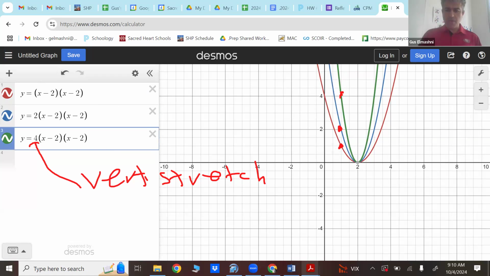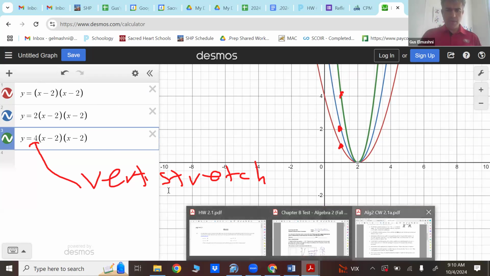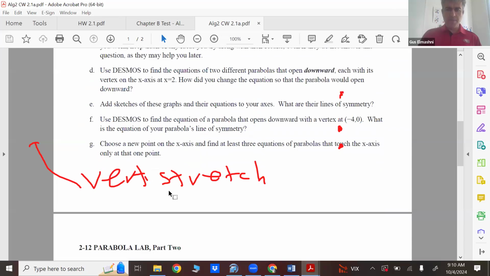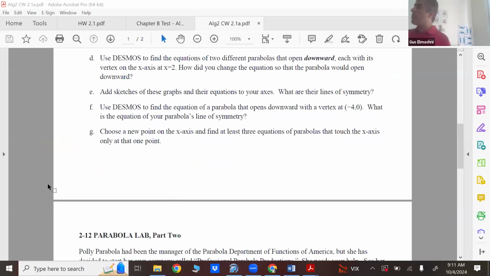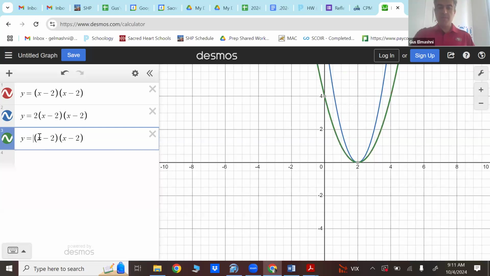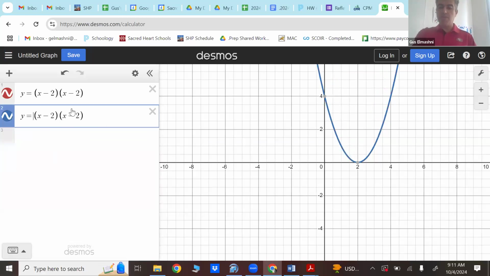Let's now move on to part D. Again, we want to keep the same vertex, but instead of opening up, we want it to open down. What do I change in the equation to make it open down? Well, instead of a positive number in front, there should be a negative.